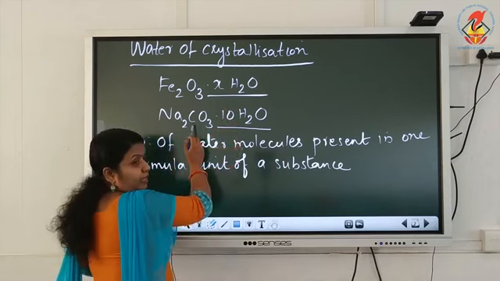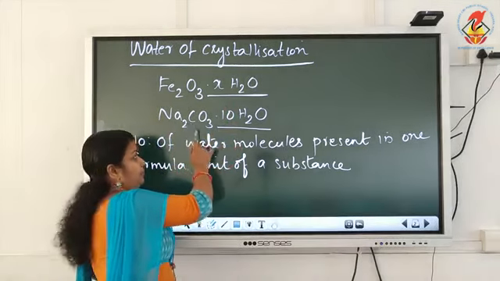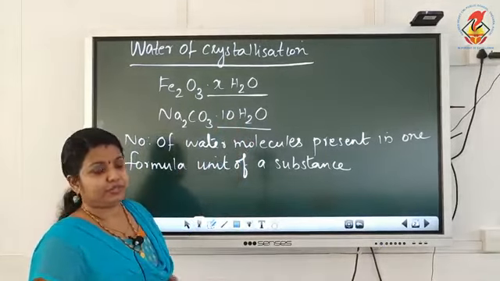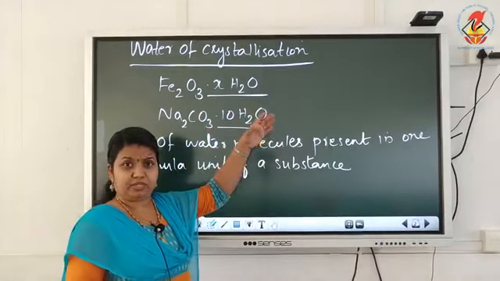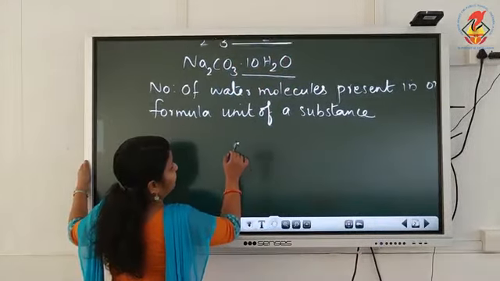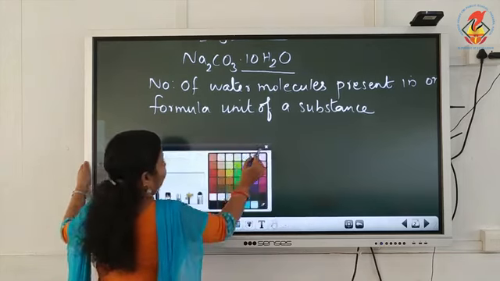So this is one formula unit of sodium carbonate, Na2CO3. In that we have 10 molecules of water. So that is the water of crystallization. In iron oxide it is not definite, so we write it as x. Now we will see other examples of compounds which contain water of crystallization.